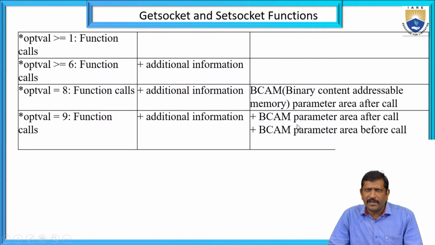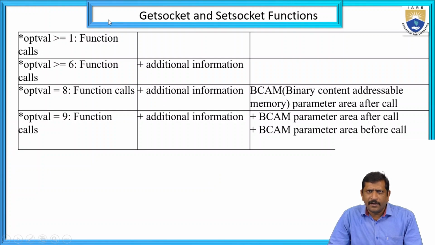Here also we are utilizing the parameter area. So, before calling and after calling: if the optional value is 9, both before calling and after calling, we are using the binary content addressable memories. By using these binary content addressable memories, with the help of that address, the content can be retrieved by using getsockopt.